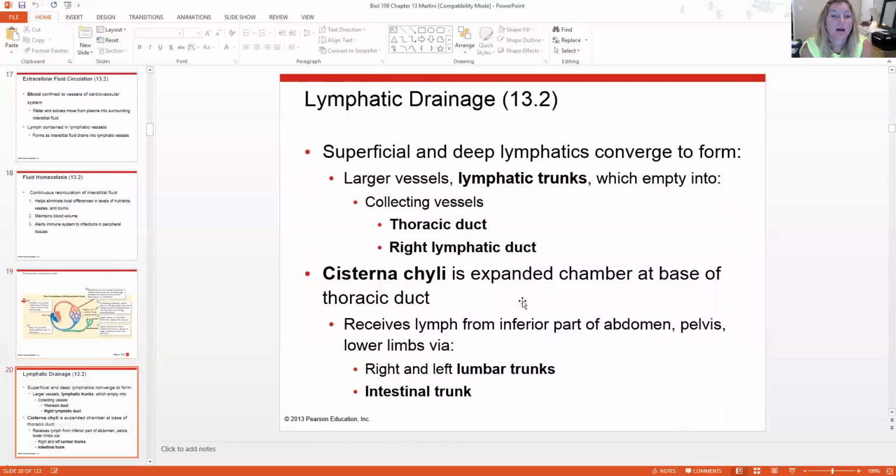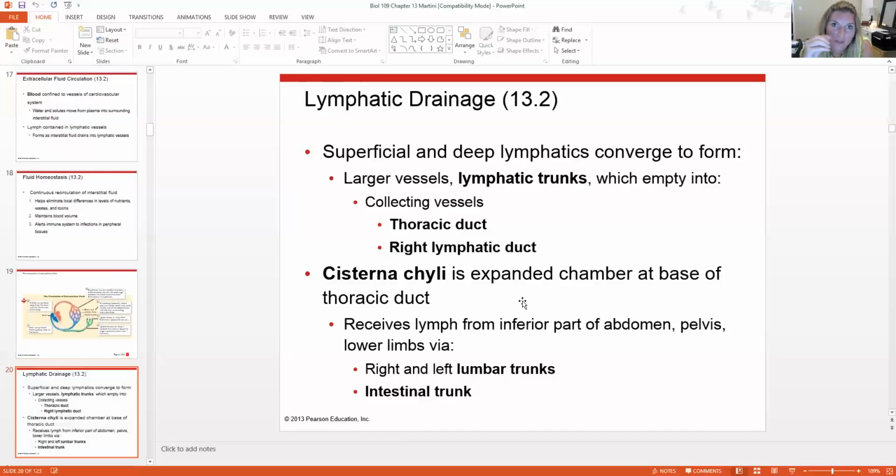So let's talk about how lymph is drained. Superficial and deep lymphatics all converge to form larger vessels, and those larger vessels form the lymphatic trunks. The lymphatic trunks are just very large lymphatic vessels. Those lymphatic trunks empty into our collecting vessels. You can think of the collecting vessels as kind of like the superior and inferior vena cava of the heart. This is where all of the vessels go.